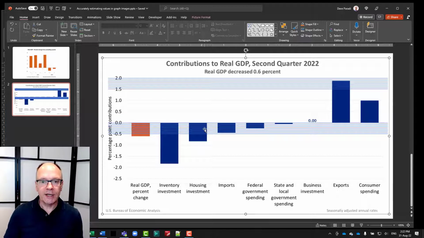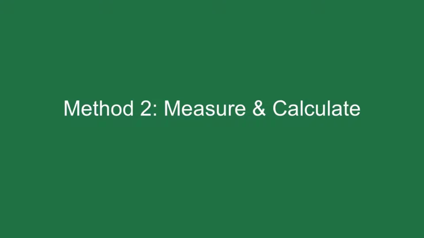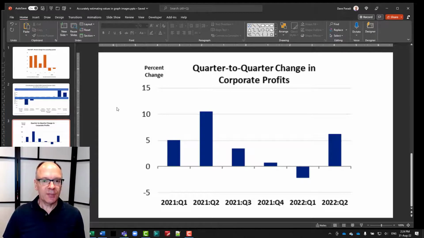So method number 1 is to add these additional lines. Works well when the graph that you have already has grid lines, so that you can actually create additional grid lines that give you the ability to accurately estimate these values. The second method will be what I refer to as measure and calculate.